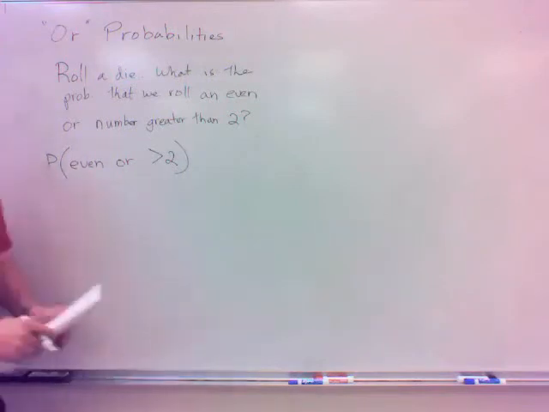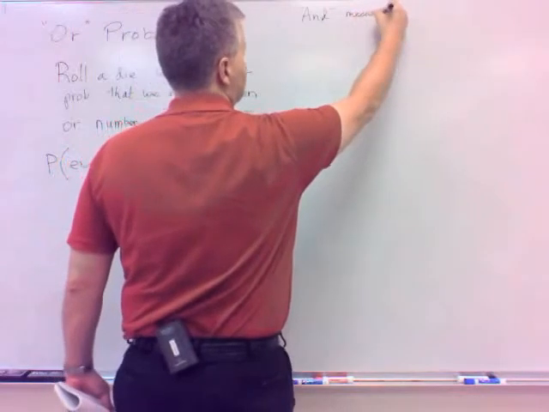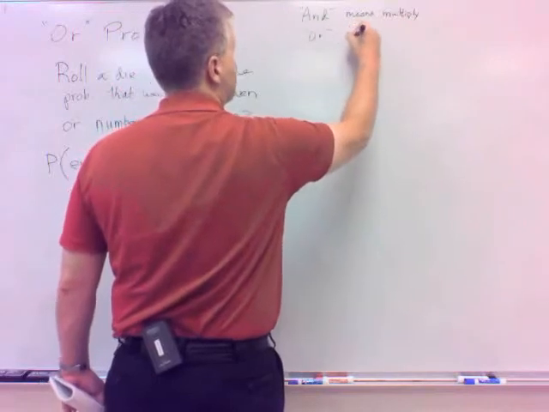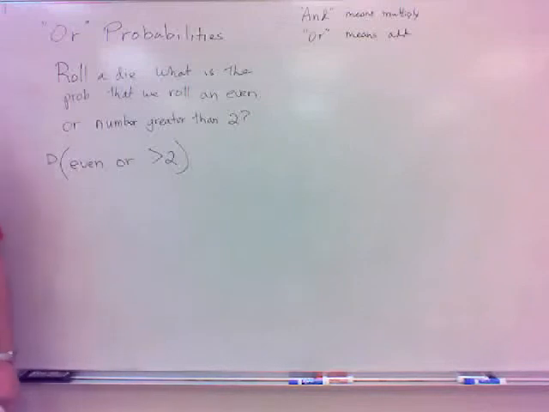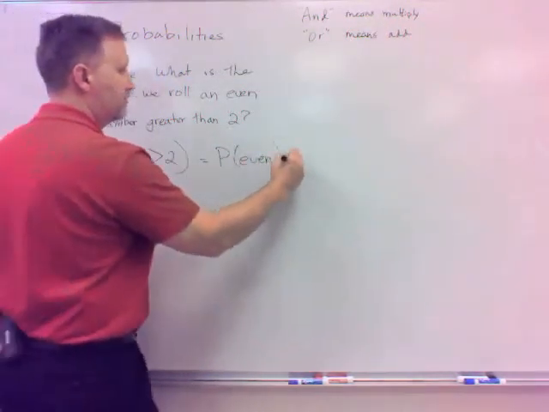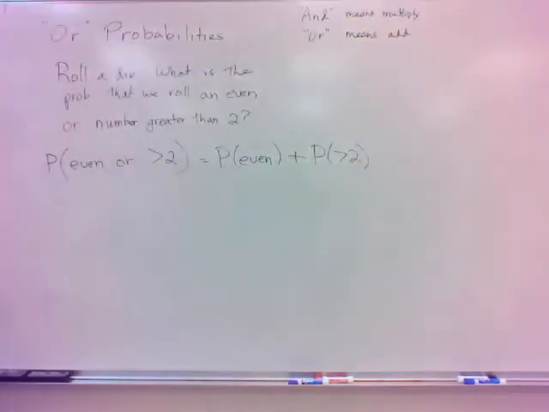And means multiply. The basic rule of thumb is this. And means multiply. Or, in mathematics, usually means add. So I'll tell you that right up front. Now, here we have or. So, or means add. Okay? So I'm going to do the probability of even plus the probability greater than 2. However, I'm going to tell you also now there's a catch. It does mean add, but there is a catch.